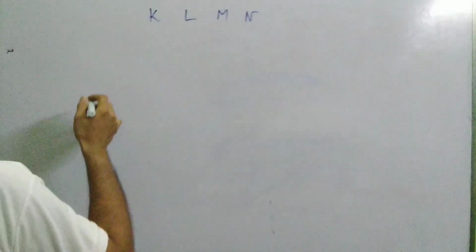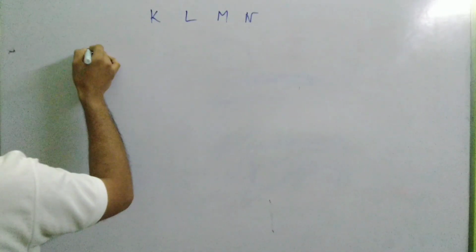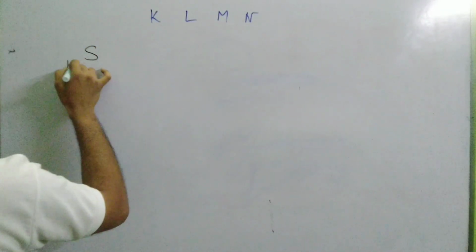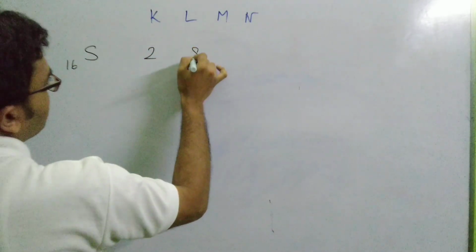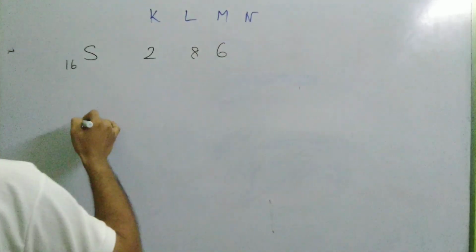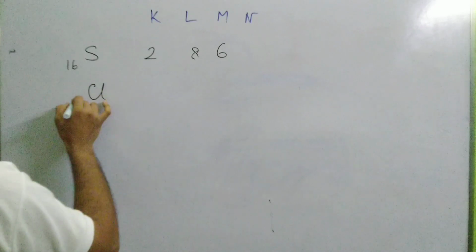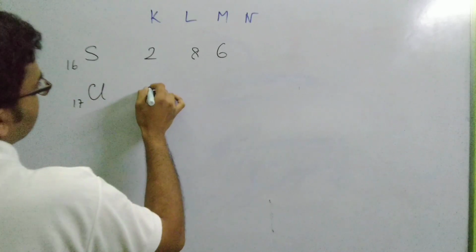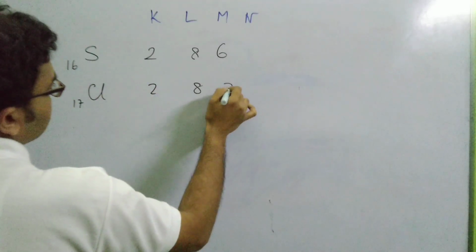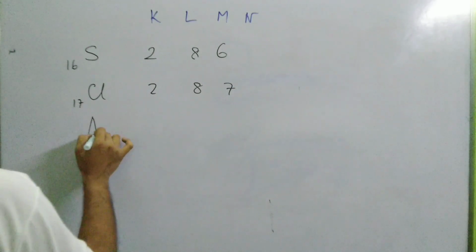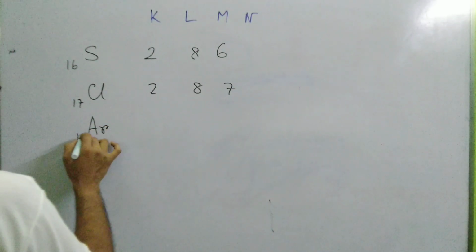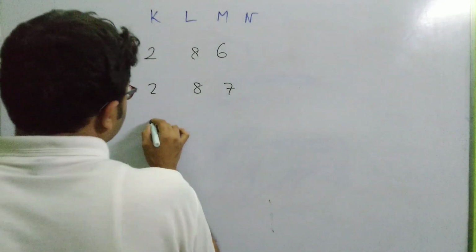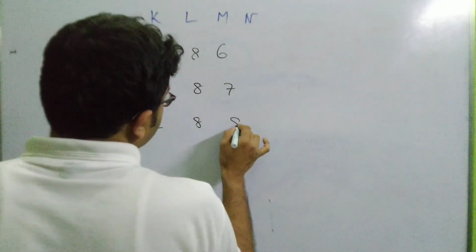So come to element number 16, sulfur. Sulfur 16 should have the configuration 2, 8 and then 6. After sulfur comes chlorine, Cl 17, so it will have 2, 8 and then 7. After that comes argon. This is a noble gas, so it has the configuration 2, 8 and 8.